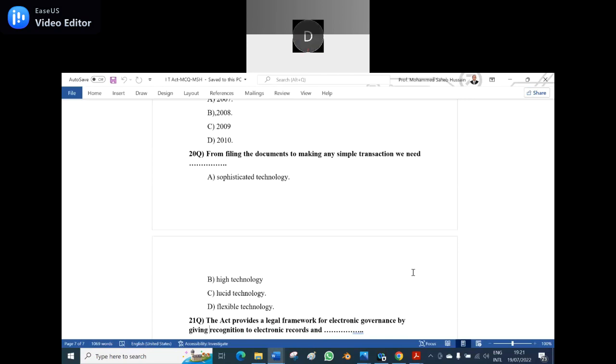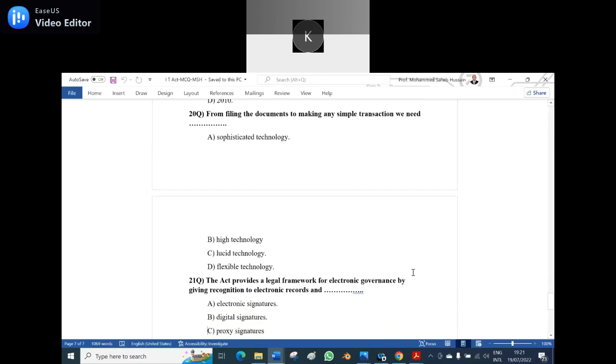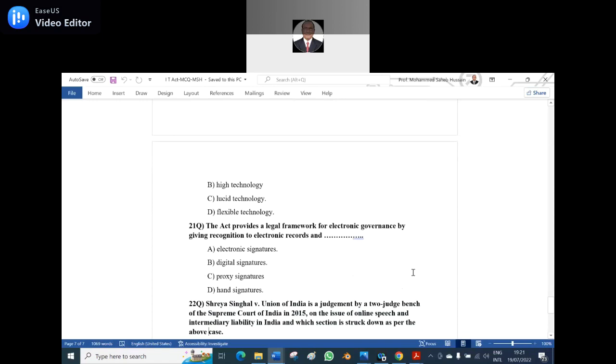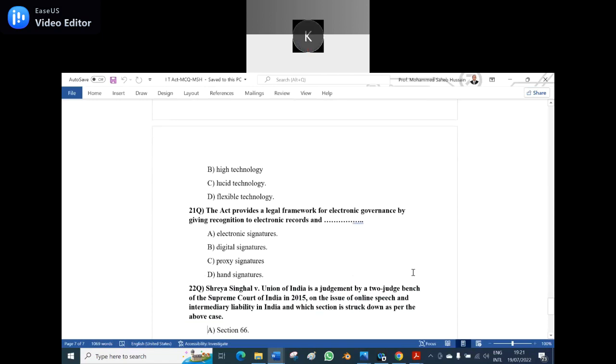Then high technology is not a word. Right. Lucid, we need flexible technology. Lucid technology that we use. That is the appropriate word. Lucid means very clear, because generally we say the language should be lucid.